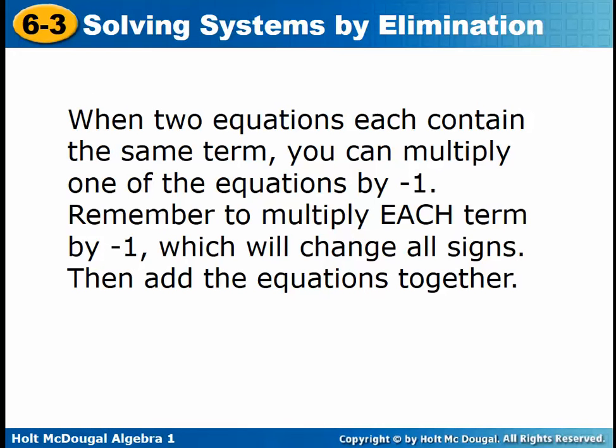So when two equations each contain the same term, like 2x and 2x, you can multiply one of the equations by negative 1. Remember to multiply each term by negative 1, which will change all of the signs. Then it should be set up for elimination.